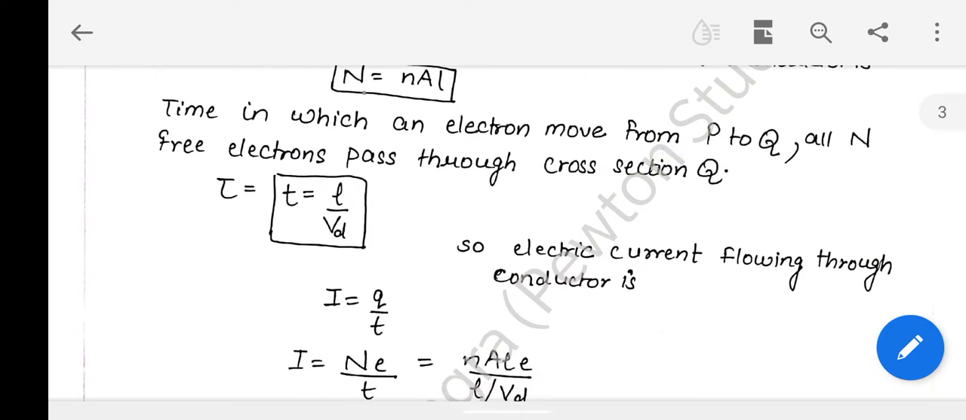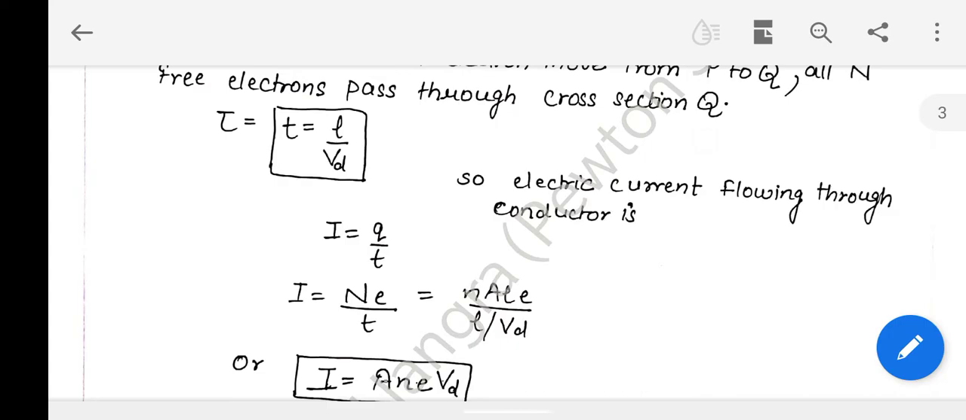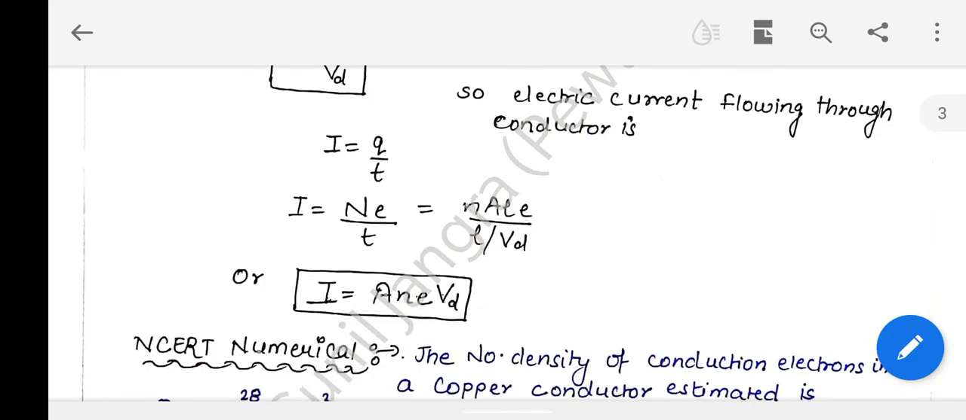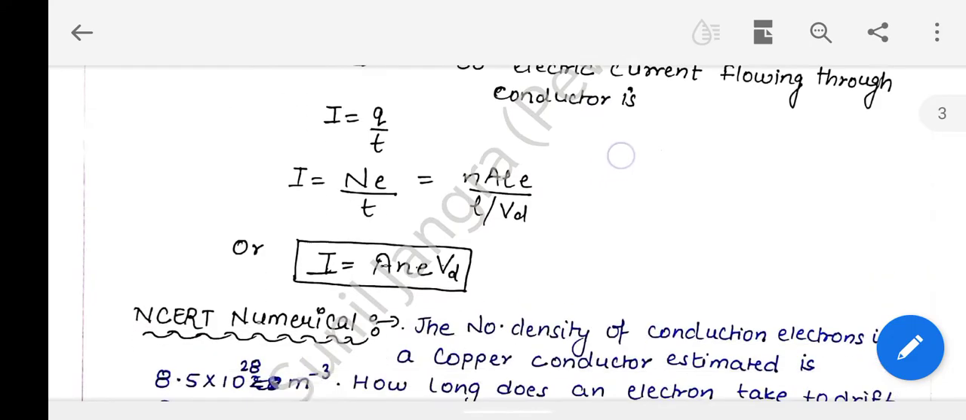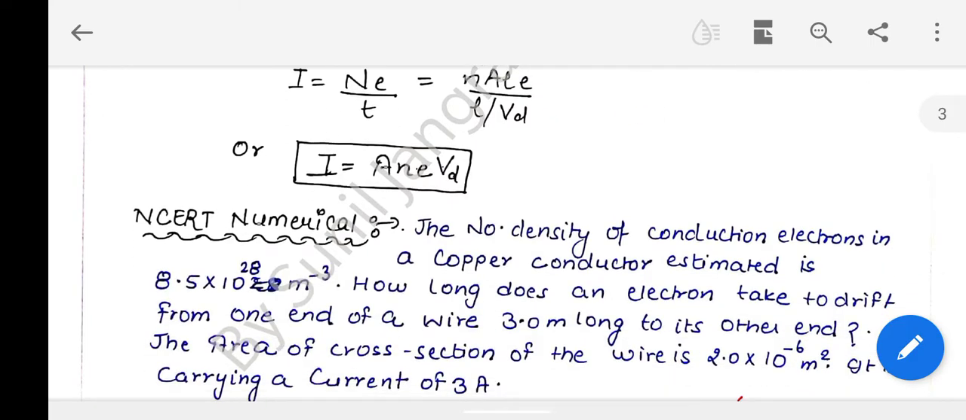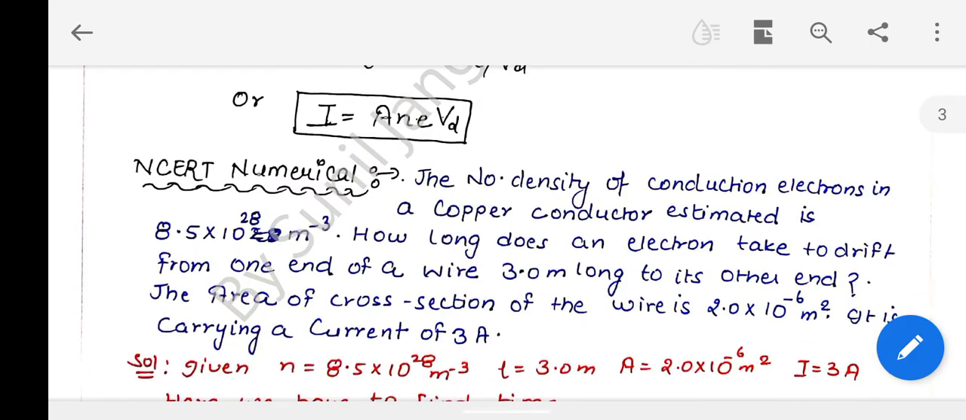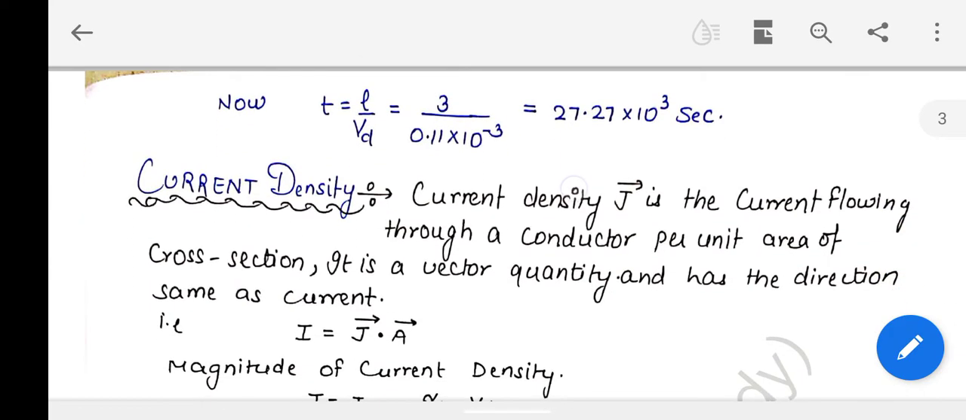Current we know is Q divided by t. And this small t time is basically L divided by Vd. Okay, so putting all these values we get current I to be n e A Vd. So this expression is very important.